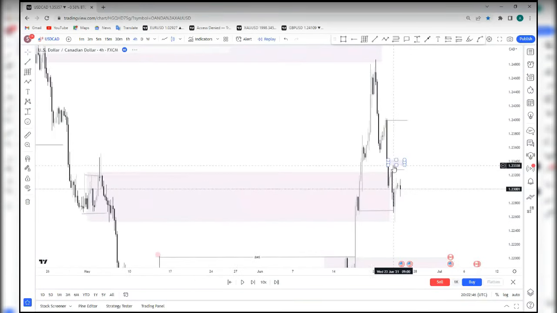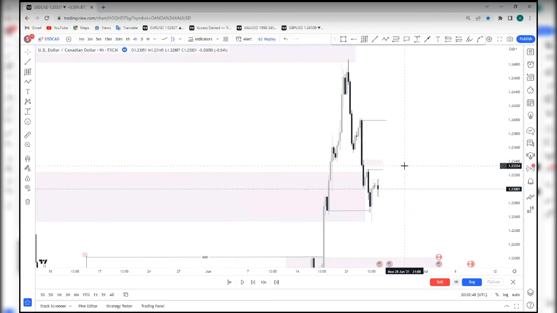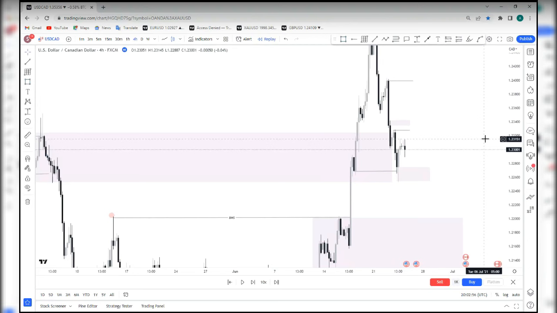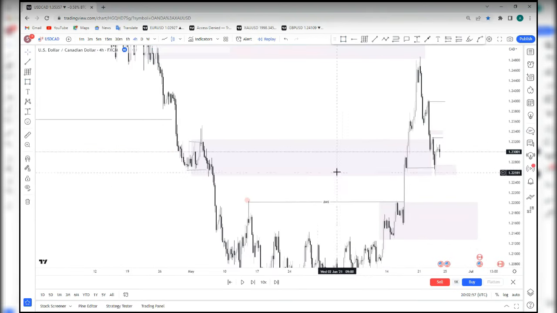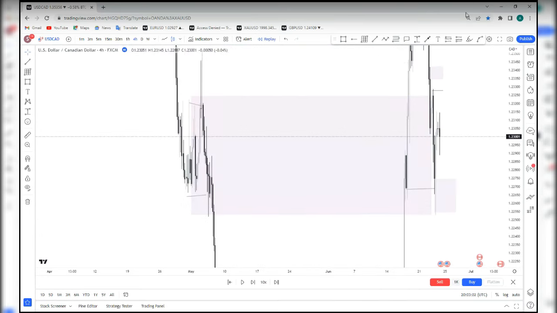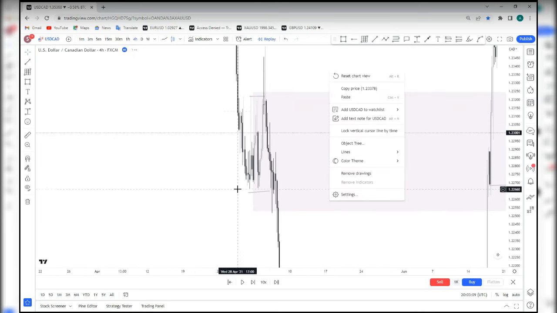Now we have an unmitigated weak high here. We have a point of interest here. Then this demand. We have a point of liquidity. So we have this area that wanted the liquidity. So you can see from 4 hours time frame, if you are defining this structure very well, that's why. Whenever you're analyzing, don't joke with all structure, all break of structure, don't joke with them.